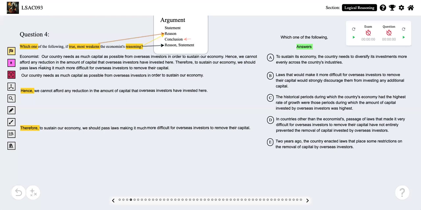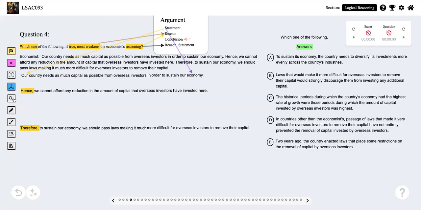Here's a statement relative to our passage. Our country needs as much capital as possible from overseas investors to sustain our economy. So to sustain the economy, we need capital. And we take a look at our answers. We know that when we read them, overseas investors seems to play a big role in the two sub-conclusions.